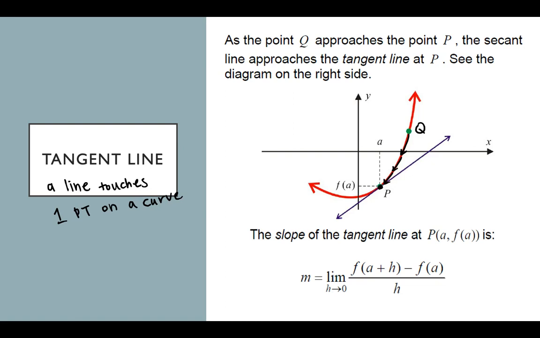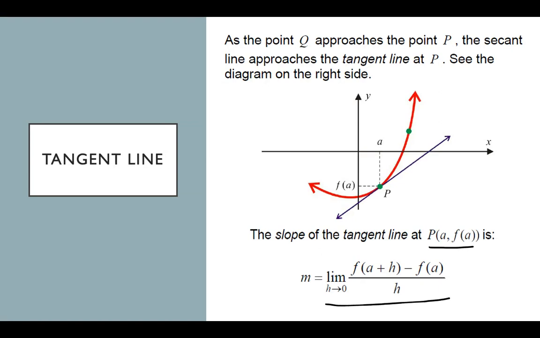We have a secant line that goes like this. And as I get closer to P, it's shifting, right? Closer to touching P. It looks kind of messy. So the slope of a tangent line at this specific point could be represented like this.